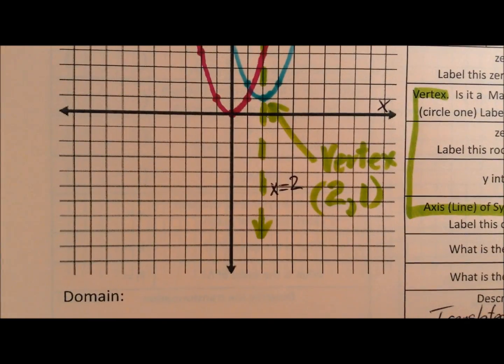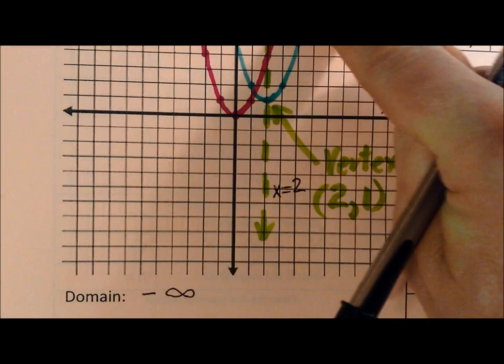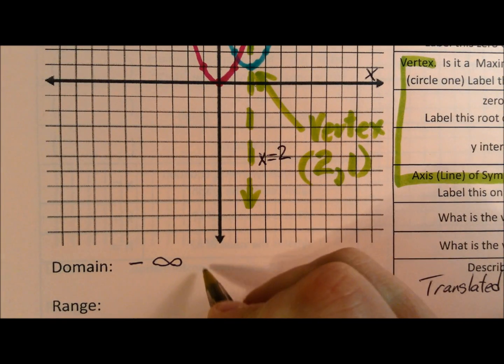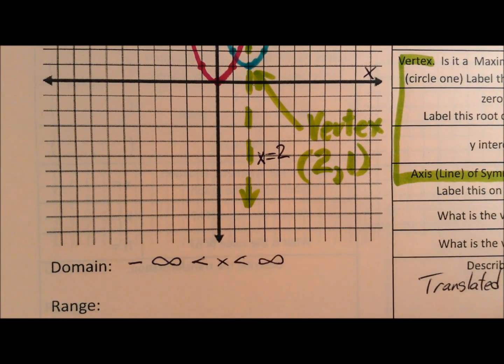If we look at our domain, if you're in my class, remember the domain for any parabola with arrows, and these have arrows, it's going to be negative infinity is less than x is less than positive infinity. Every parabola.